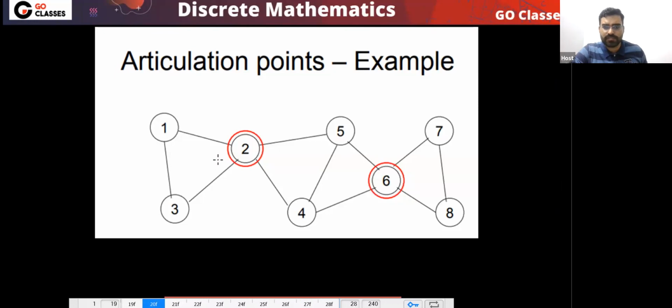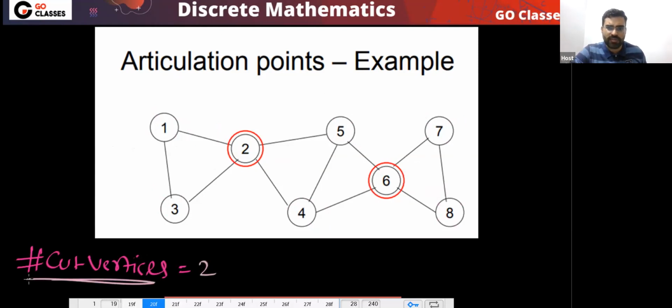Let's see this question. Tell me, how many articulation points are there? The number of cut vertices. See, this is not a cut vertex. This is an articulation point. This is not an articulation point. This is an articulation point. This is not. So the number of cut vertices is 2. Which are those vertices? I can say 2 and 6. These 2 vertices.